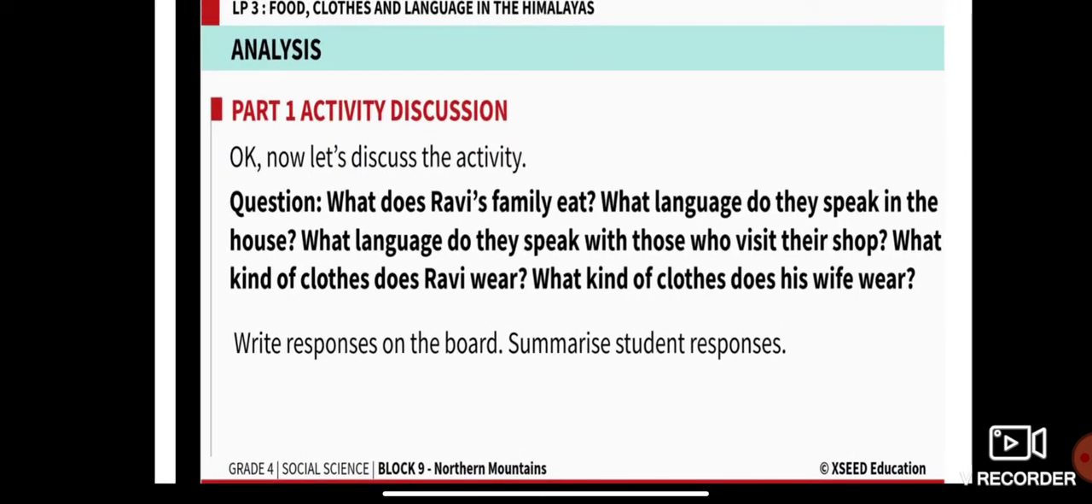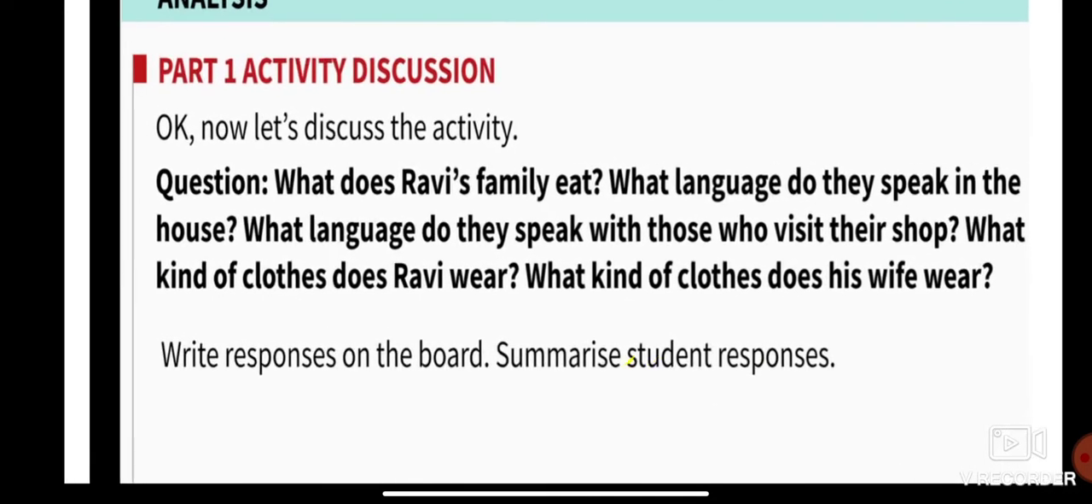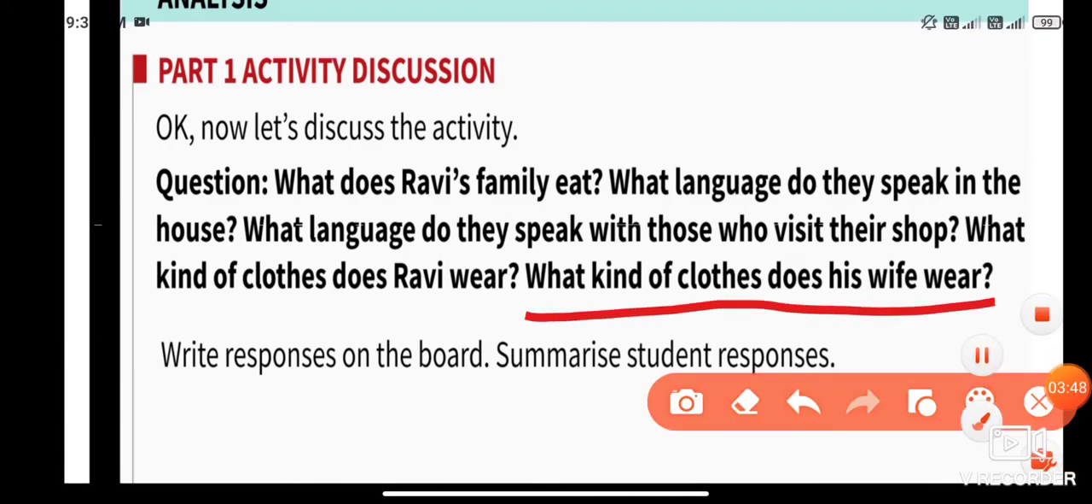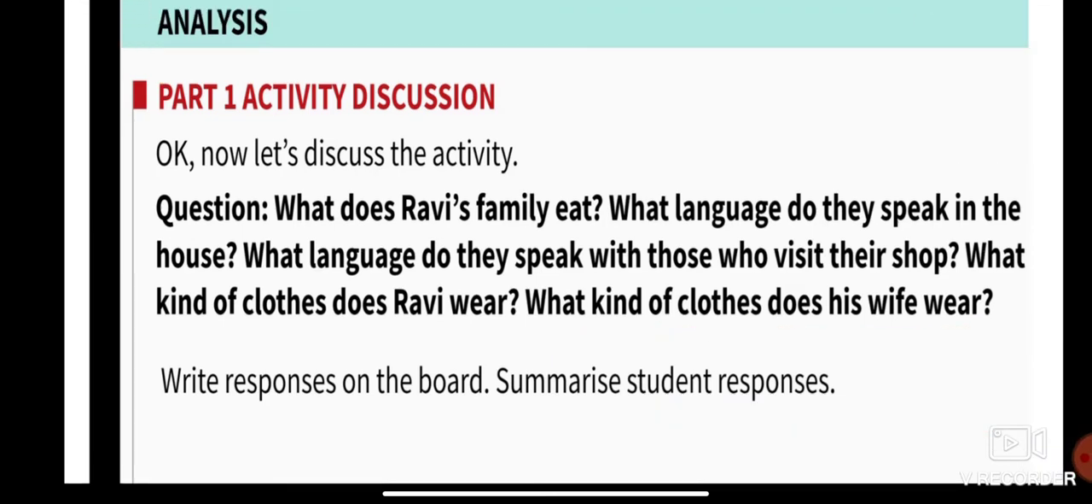Now after that, let us go to the activity discussion. Question: what does Ravi's family eat? What language do they speak in the house? What language do they speak with those who visit their shop? What kind of clothes does Ravi wear? What kind of clothes does his wife wear? I hope you got the questions.